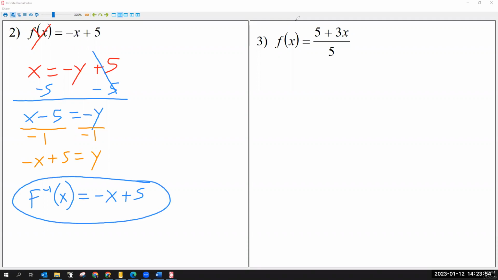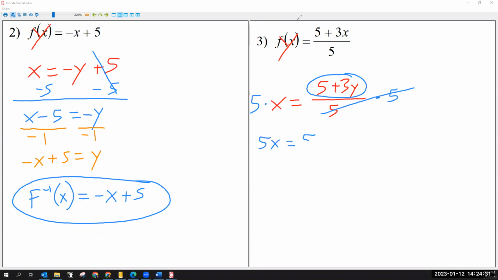Over here, it might look a little scary because there's a fraction, but this one's really not bad. Start off, there's a y, switch x and y. x equals 5 plus 3y over 5. Okay, so now it is a fraction, so it means we're going to start with the outermost, which is the fact that all of that is being divided by 5. Well, the opposite of dividing by 5 is multiplying by 5. So those cancel out, and I get 5x equals 5 plus 3y. No more fractions.